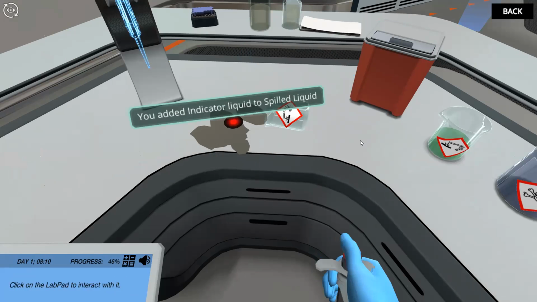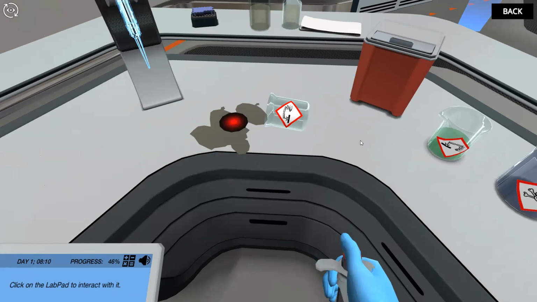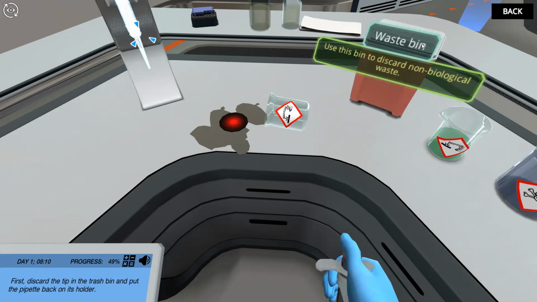Fantastic. When you added the indicator liquid to the spill, the drop turned red. This means the spilled chemical must be a strong acid. We need to neutralize it before cleaning it up. Baking soda. Strong acids react with your skin, can cause burns. That's why it's very important to protect your hands with gloves. First, discard the tip in the trash bin and put the pipette back on its holder.